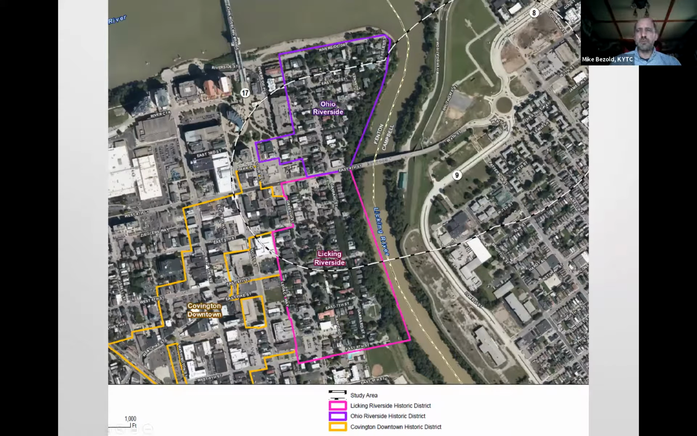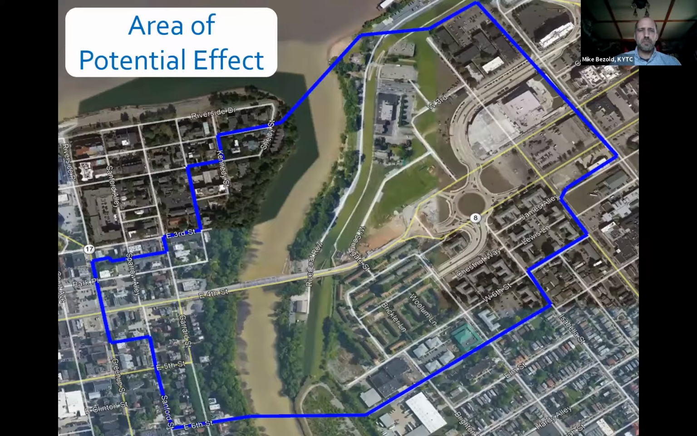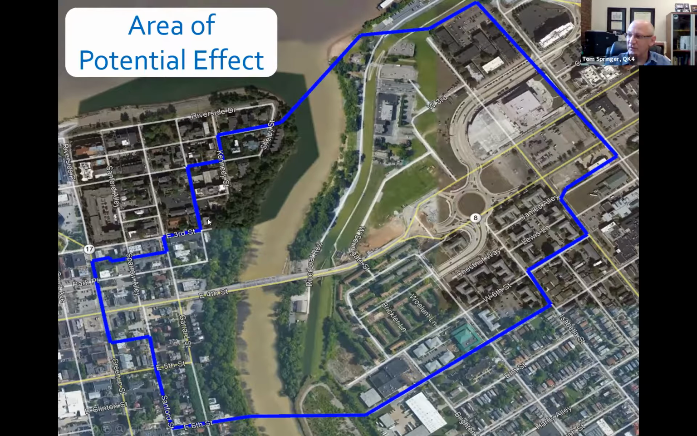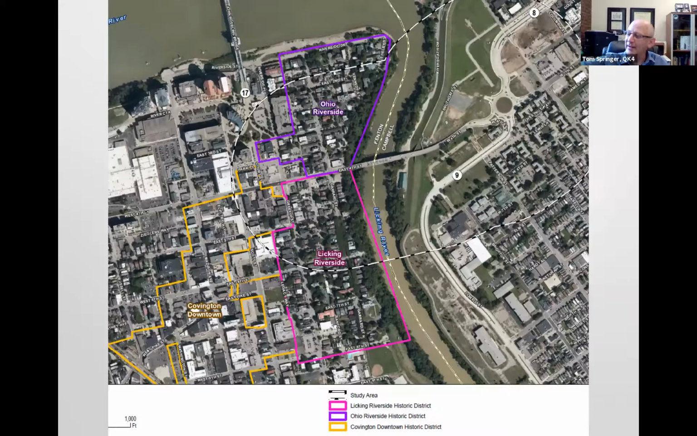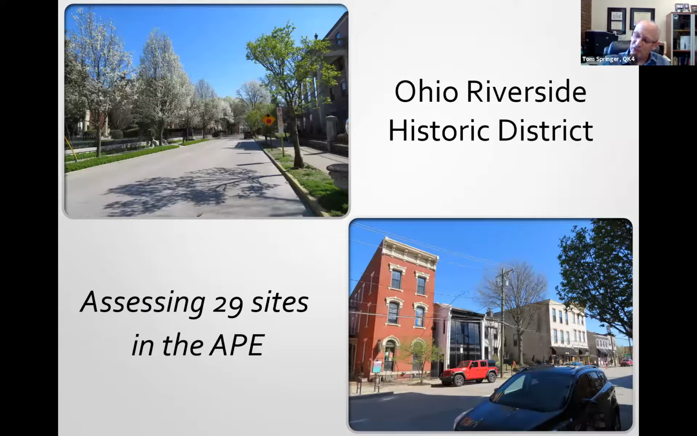Oh, he wants to look at the APE boundaries. That is the boundary of the area of potential effect, which is not the same as the Ohio Riverside Historic District, nor the Licking Riverside Historic District. That white line shown here is closer to the 8. But this slide was talking about the 29 sites that overlap between both of those 2 historic districts. But the assessment of the project in light of the entire historic district will be considered.